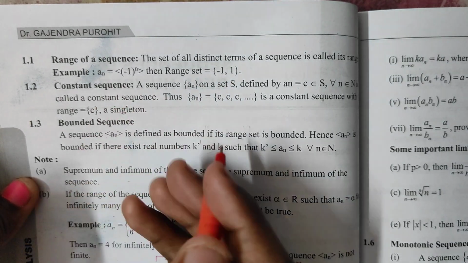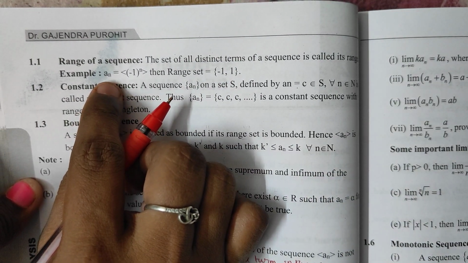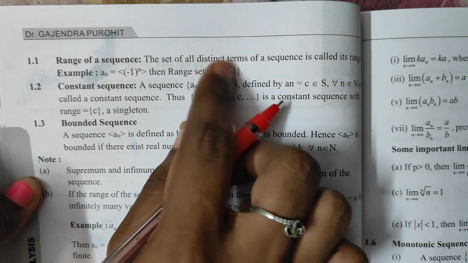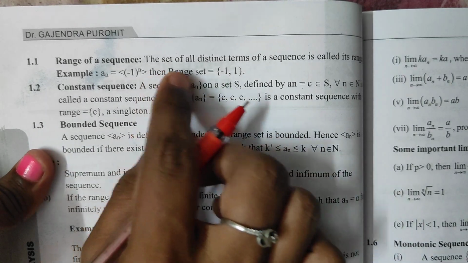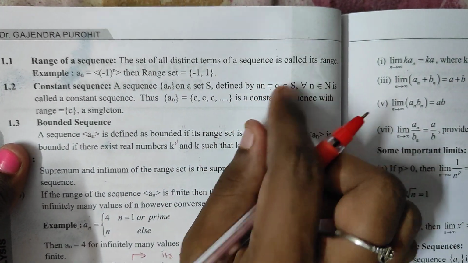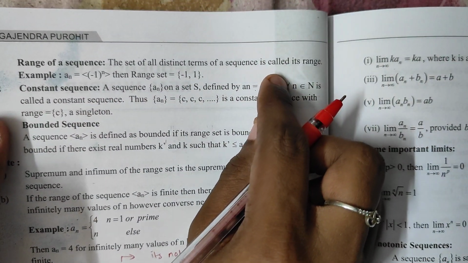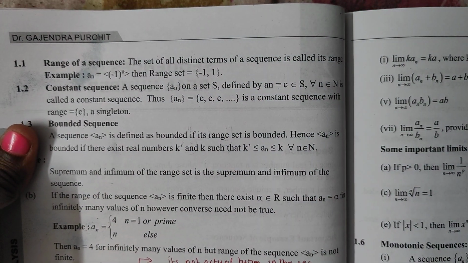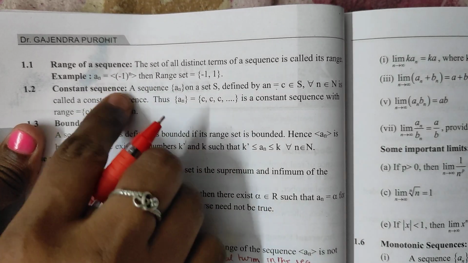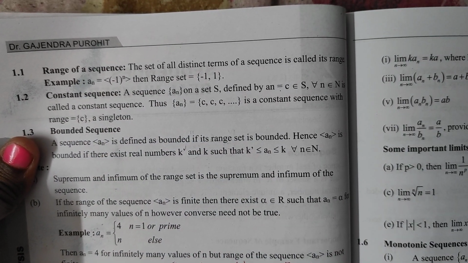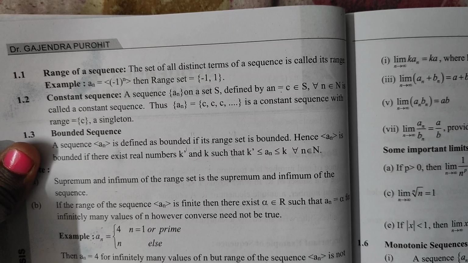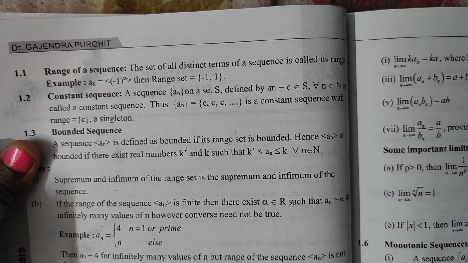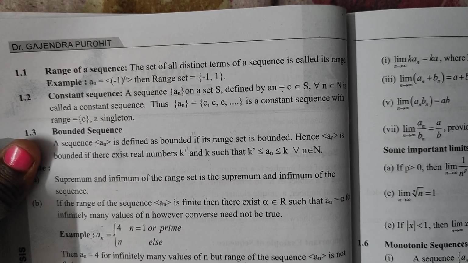Understood? So you are putting one natural number here instead of n, and you are getting one answer. Those answers constitute the range set, the set of all distinct terms of the sequence. In that range set you should not put repeated numbers. Here you have seen minus 1, 1, minus 1, 1, so many numbers are coming, but in the range set you have to put the distinct elements only. Distinct means different, so you put minus 1 and 1 alone.